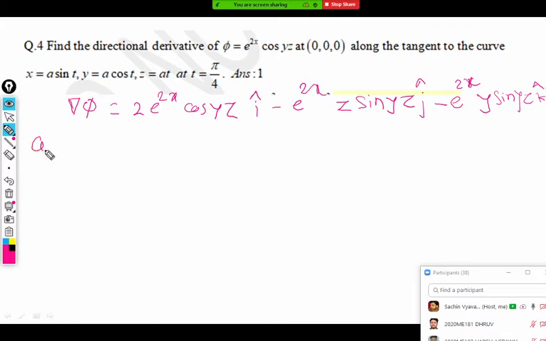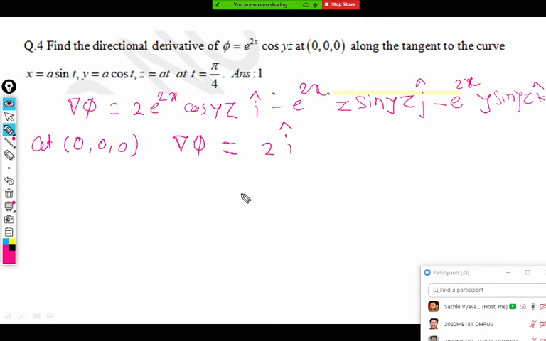We want this at the point 0, 0, 0. What will be left? 2 i cap, only 2 i cap, because cos 0 is 1 and sin 0 is 0. So straightforward, del phi left is only 2 i cap. So the first step gives the general directional derivative at any point x, y, z, and this is the directional derivative at the origin 0, 0, 0. So we say the derivative is along the x-axis only.